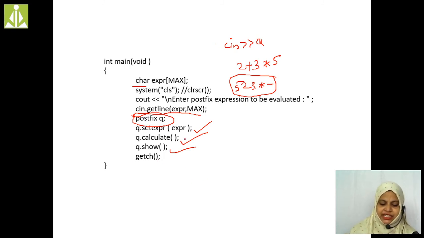First is set expression. Here this is my int main function. First I am going to enter the expression, in terms of a string. That's the reason I am going to use the getline method. So postfix q means I am creating the object of the postfix class. By using this object I am going to use the set expression method, and then we have to calculate that particular expression, then we have to show the answer of that particular expression.